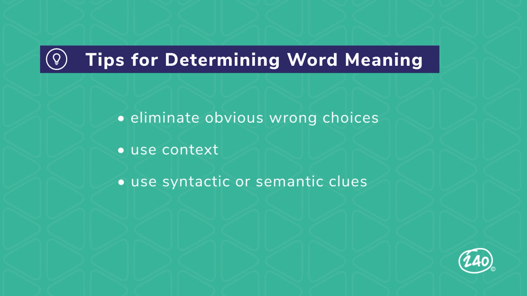Let's take a look. You can also use syntactic or semantic clues to determine the meaning of a word. Think about the placement of a given word in the sentence. Is it a verb? Adjective? Let's practice this with an example.